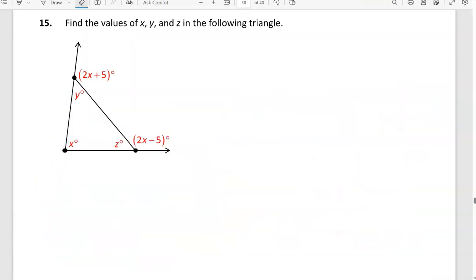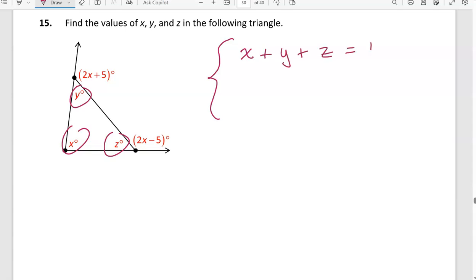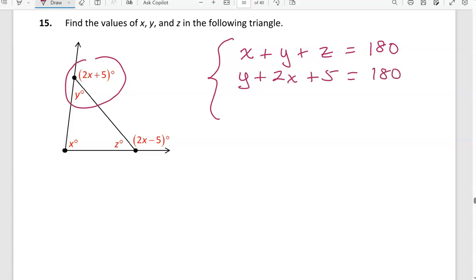This is another geometry question. And so in this one we have a triangle, and the three angles of the triangle, x, y, and z, those quantities or degree measures have to add up to 180. Secondly, we can look at two linear pairs. Those angles right there are a linear pair. So y plus 2x plus 5 has to add up to 180. And then we have a second linear pair there, and that is z plus 2x minus 5 equals 180.